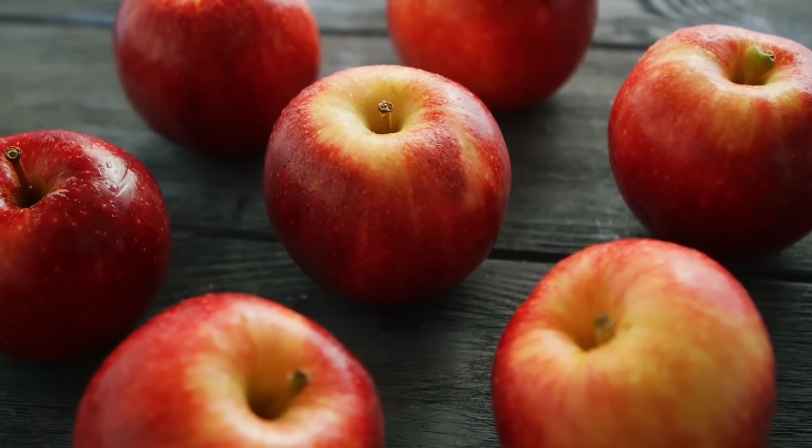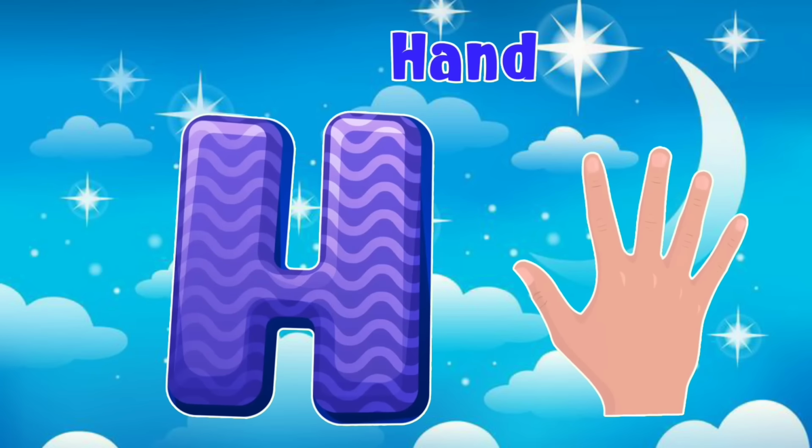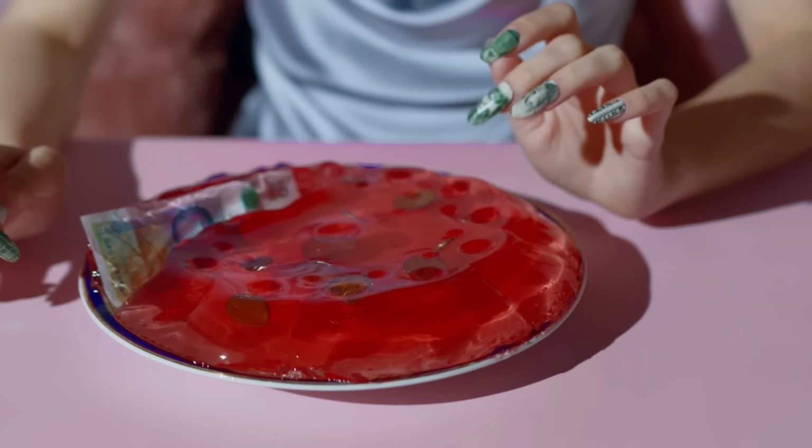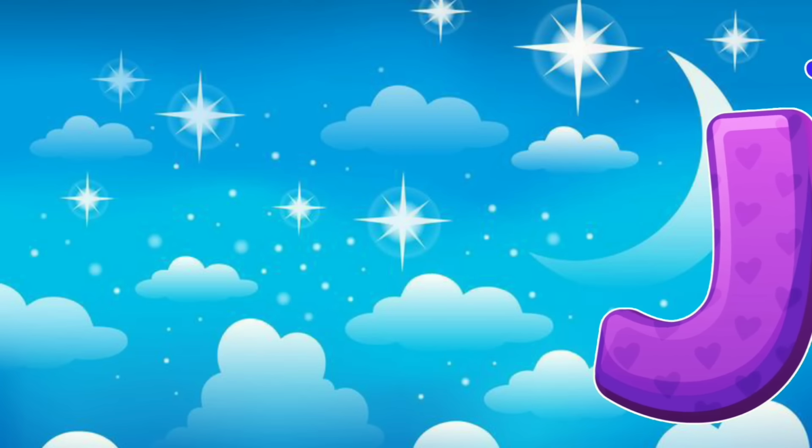G is for glasses, g, g, glasses. H is for hand, h, h, hand. I is for igloo, i, i, igloo. J is for jelly, j, j, jelly.